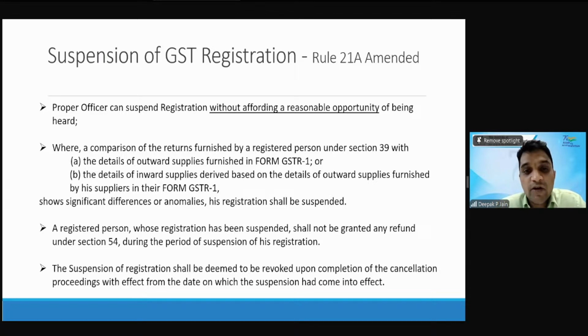Then he has to pay the tax because he will be treated as a person who is not registered. If a person is unregistered and if he collects any taxes, then he has to pay. So he has to pay the taxes, whatever he's collected. He should not collect, but if he's collected, he has to pay.